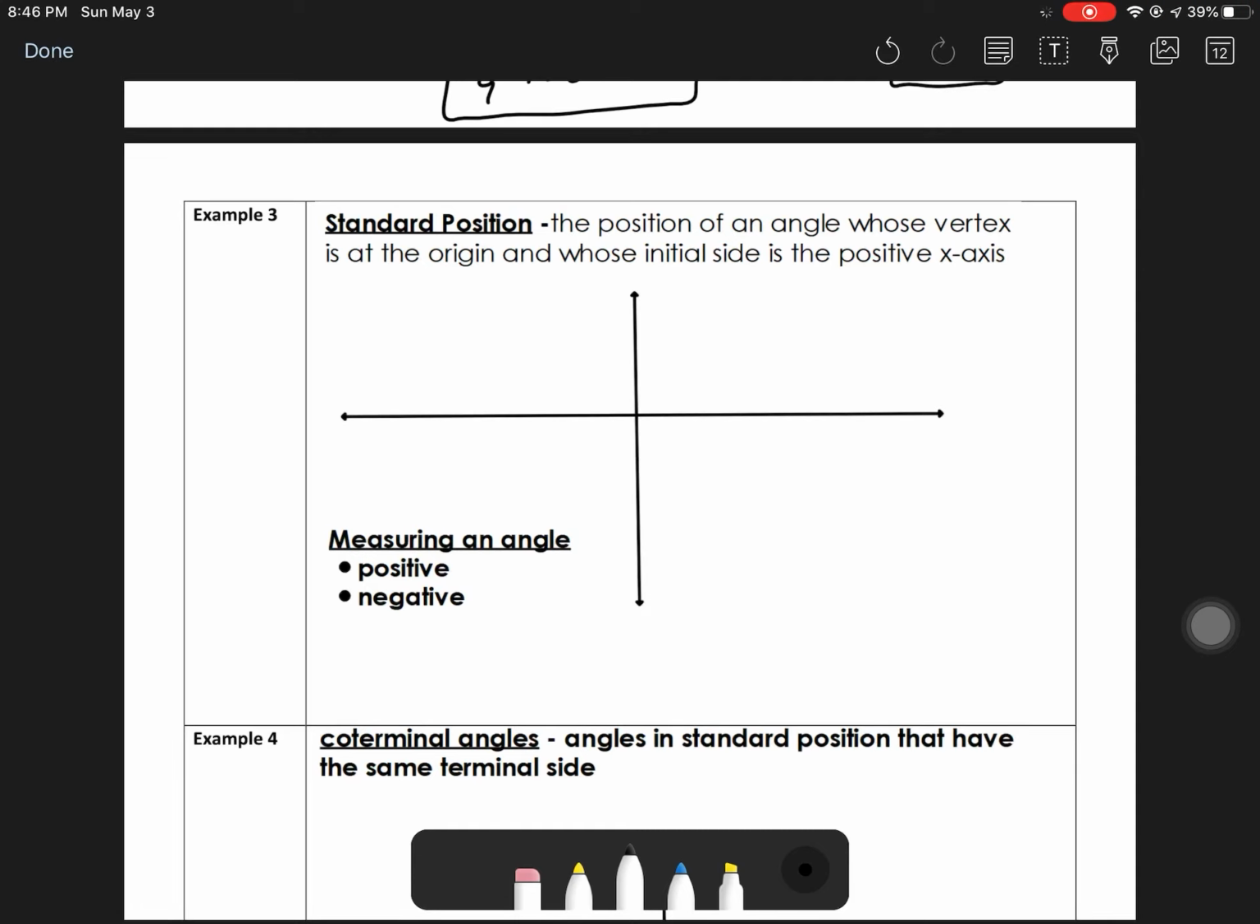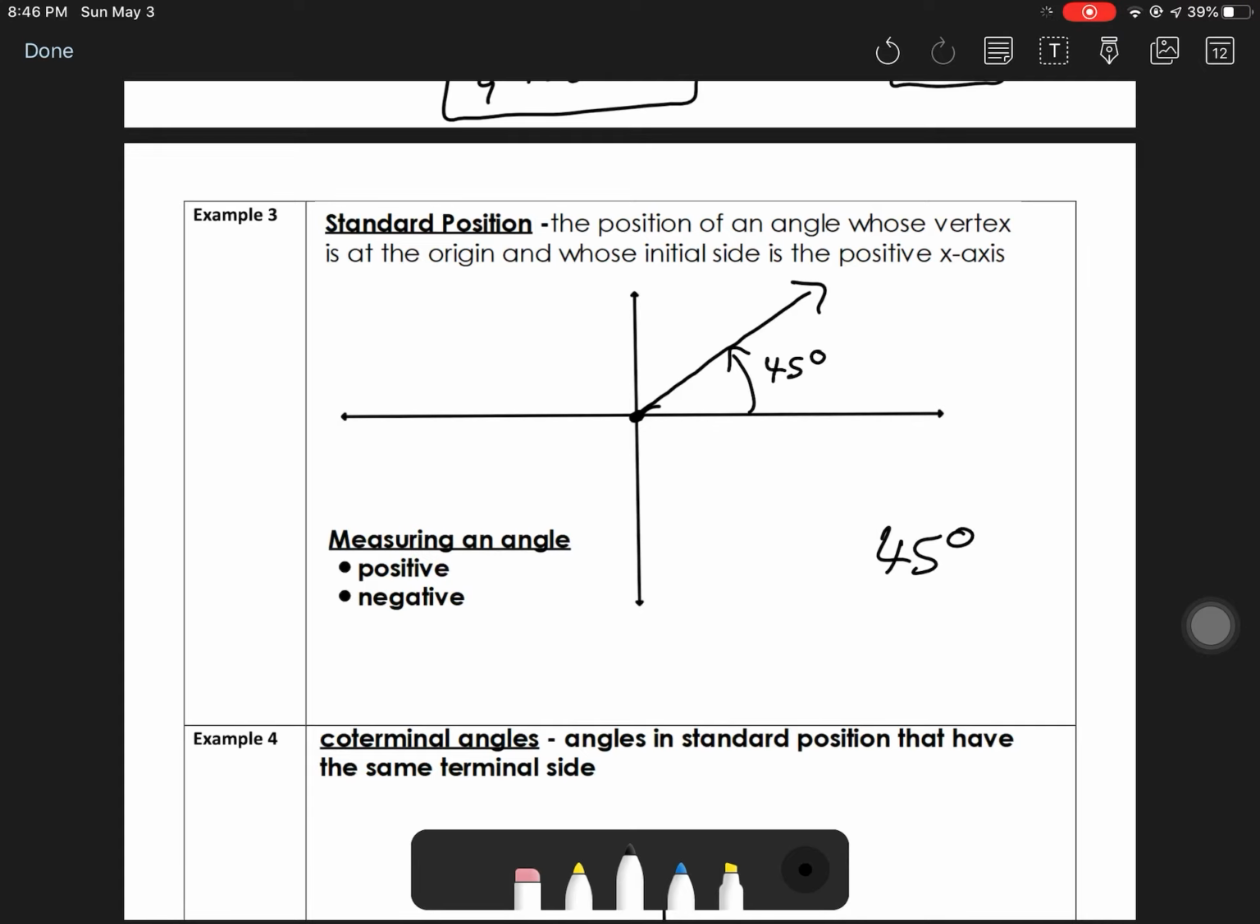It's the position of an angle whose vertex is at the origin and whose initial side is at the positive x-axis. Here's the origin. Here is the initial side. So let's say we want to draw a 45-degree angle. So 45, approximately right there. I'm not using a protractor or anything, that's just my guess. If I were to draw a 45-degree angle, I'm going up from the x-axis. So that's about a 45-degree angle.